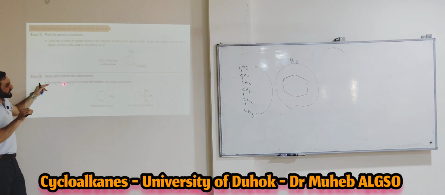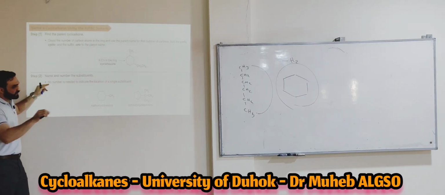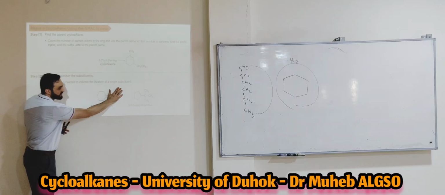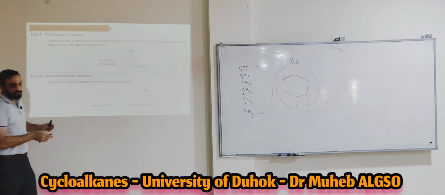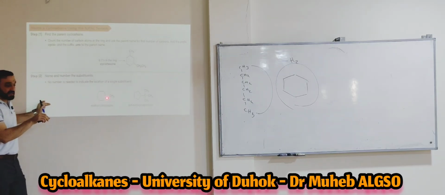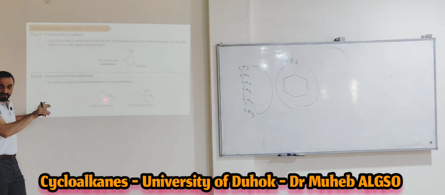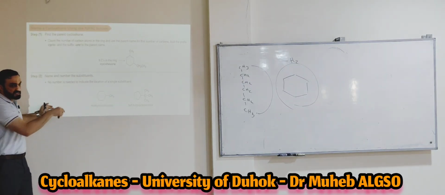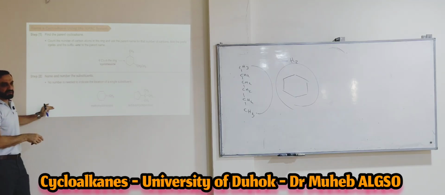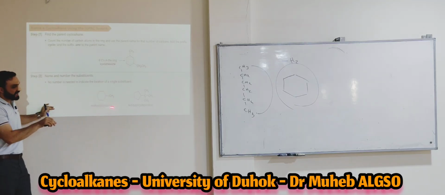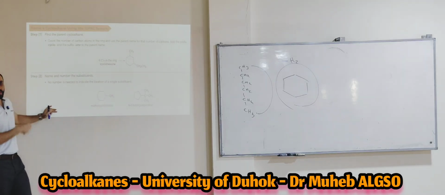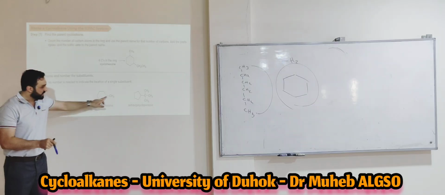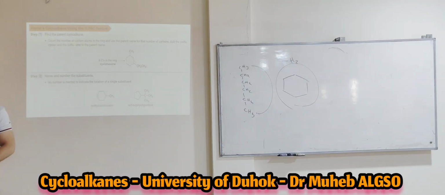So, step number 2: name and number the substituents. No number is needed to indicate the location of a single substituent. For example, this cyclohexane, and here we have a methyl, it will be methylcyclohexane. Do we need to put number 1 here? No. Why? Because there is just one substituent on the cycle. Don't say 1-methylcyclohexane. It is already at position 1, because you have just one substituent.